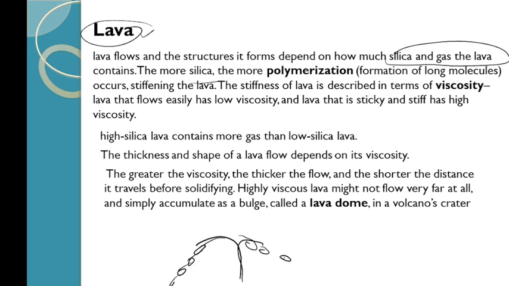The steepness of lava is described in terms of viscosity. What do you mean by viscosity? Viscosity is how the lava flows, easily and very smoothly. Which type of lava is it? Depending on the lava, it has low viscosity or high viscosity. Low viscosity lava flows easily, and high viscosity lava is sticky. You know honey is highly viscous.